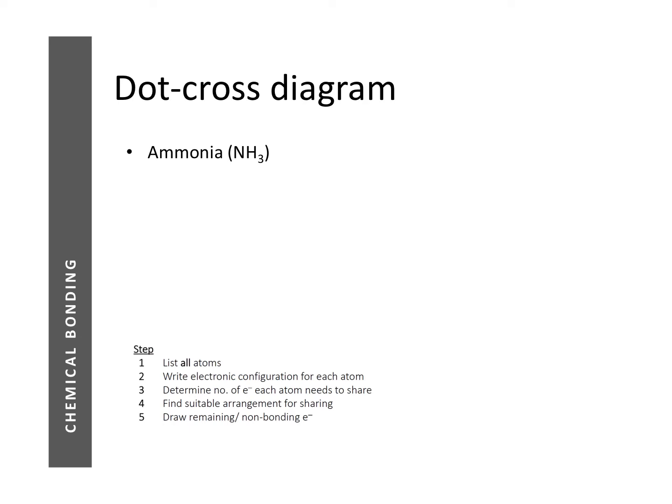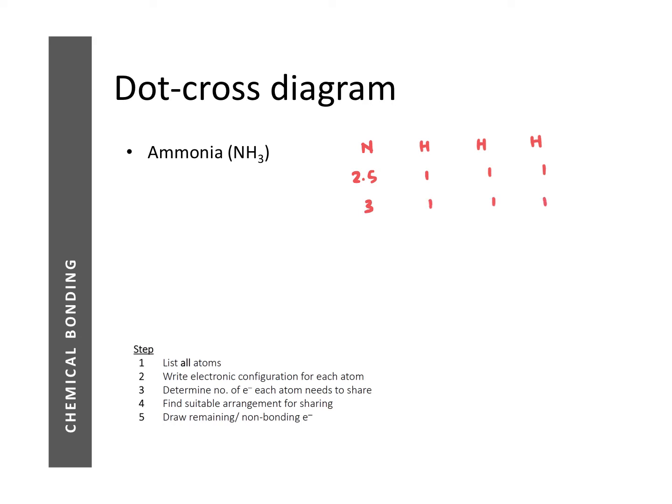So step number one is to list down all the atoms in the compound. Step number two is to write down the electronic configuration for all the atoms. And step number three is to find out how many electrons each atom needs to share. And that is usually the number of electrons that the atom needs to have a fully filled valence shell. So for nitrogen, that will be 3, hydrogens 1 each.